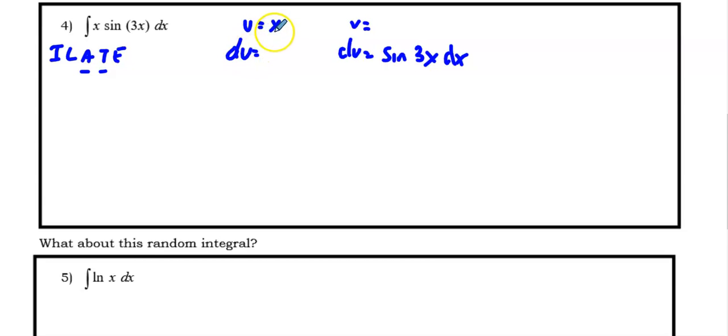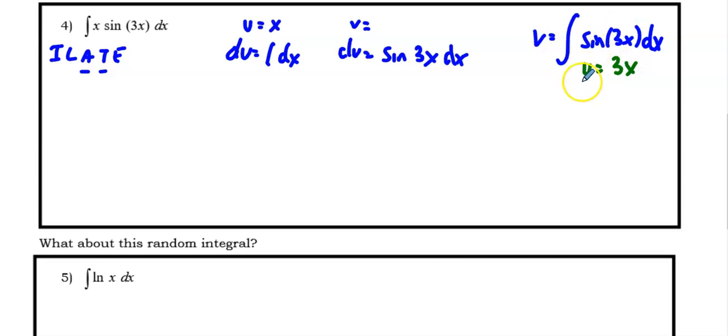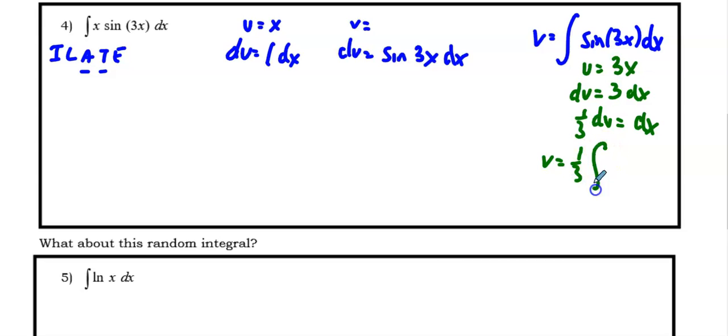Finding du is actually very simple. It's just the derivative of x, which is 1 dx. If we want to integrate, because remember v is going to be the integration of sine of 3x dx. Now this again is not very complicated. We've done it many times before, but you do have to use a u substitution for this problem, where u is equal to 3x, du is going to be equal to 3 dx, and so we have a 1/3 that we have to pull out of our function. So we're left with v is equal to the integration of 1/3 sine of u du. Just be really careful that we remember that the 1/3 is part of that.